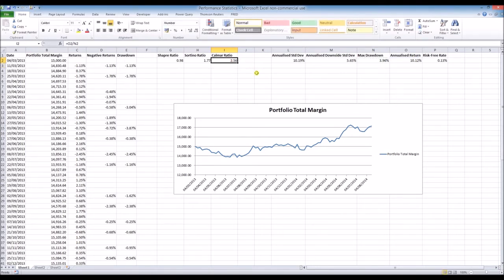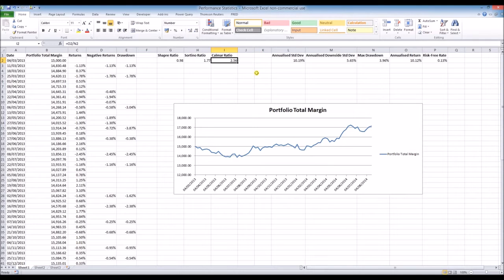So this portfolio has a Calmar ratio of 2.56. Anything above 2 is considered good. Well, probably 1 to 2 is considered quite good. Above 2 is very good. And then if you get anything above 5, that's excellent performance over the period that you're looking at.